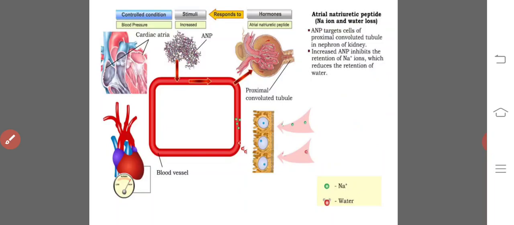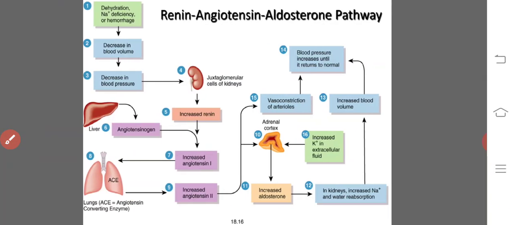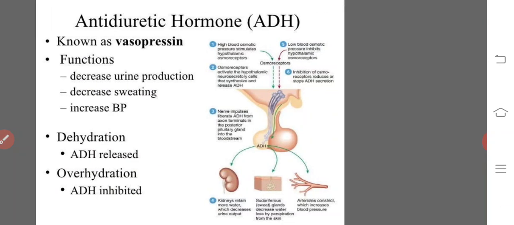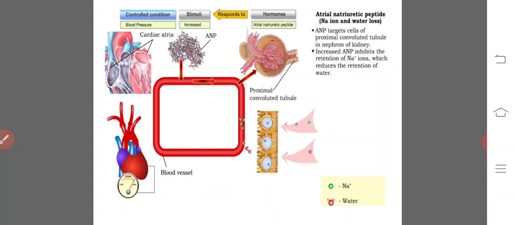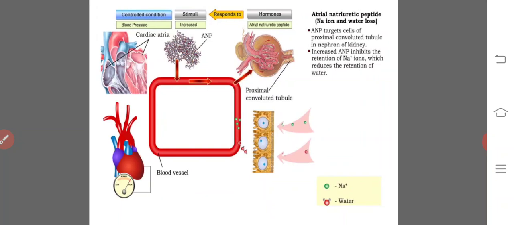So this is all about the three factors. One is the antidiuretic hormone, another one is the renin angiotensin aldosterone pathway. These two pathways are inhibited by another pathway, the atrial natriuretic peptide pathway. So this is all about the counter current mechanism and the regulation of kidney function. Thank you one and all.